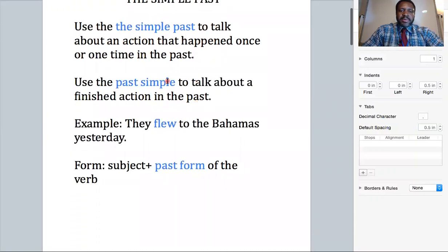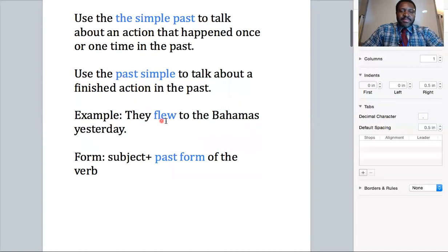Use the past simple or the simple past to talk about a finished action in the past. Remember, like I said earlier, the past simple is also called the simple past. Don't forget that. Example, they flew to the Bahamas yesterday. Yesterday is past, so this is a finished action.